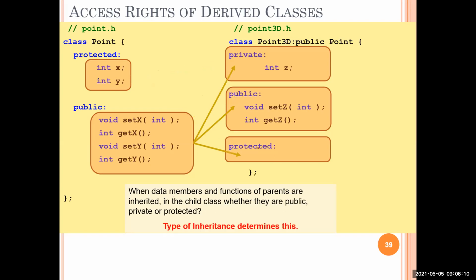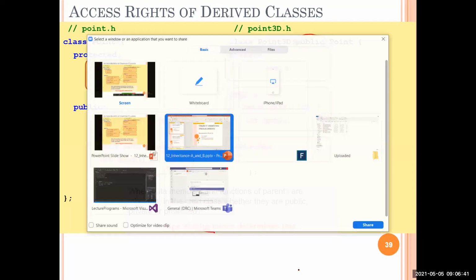Similarly, if something is public in the parent class, again we have the same question: when it becomes a part of the child class, whether these functions which were public should go to the private part or public part or protected part. So this is something that we'll be discussing. Who will determine this? The type of inheritance will determine it, and the type of inheritance is what you are writing after this colon. So let's discuss it in detail and see what will actually happen.